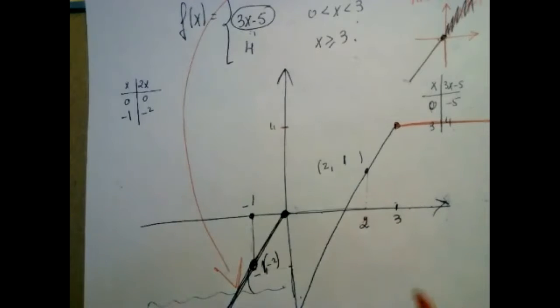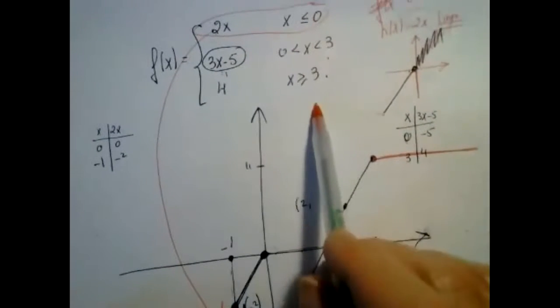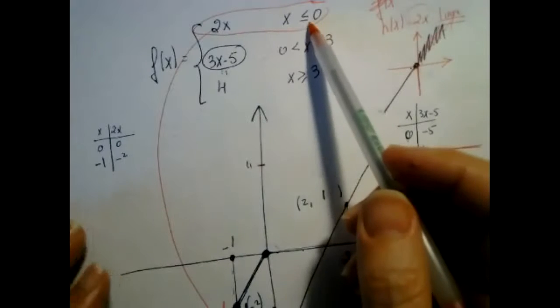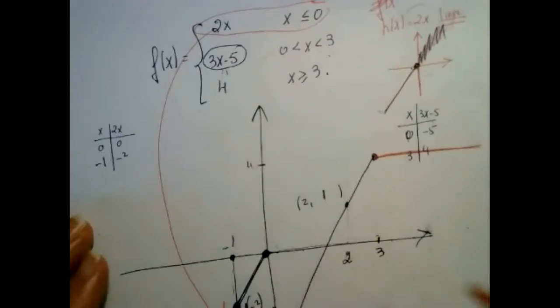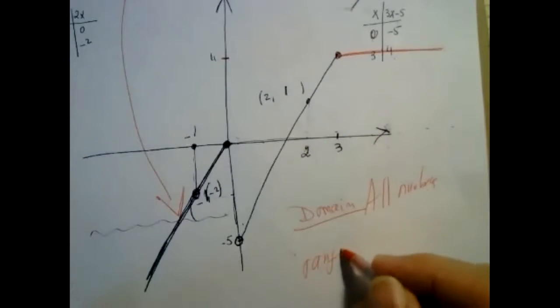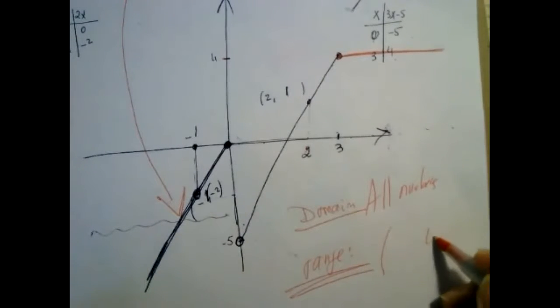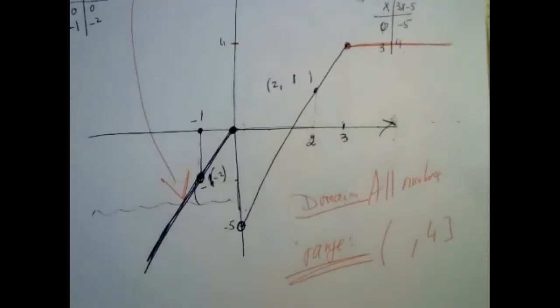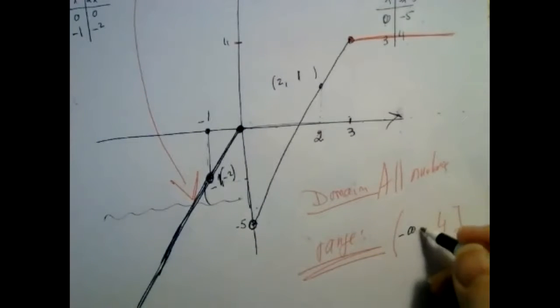Okay, now the domain and the range. The domain here, the way we defined it, is all numbers, because no matter what x is, you can find f of x. If x is negative, I know what it is. If x is between 0 and 3, or x is bigger than 3. So the domain is going to be all real numbers. Okay. Now what's the range? Is it -5 to 4? It's up to 4, you're right with that, but it's not -5 because this line keeps going. Oh, so negative infinity to 4. Right.